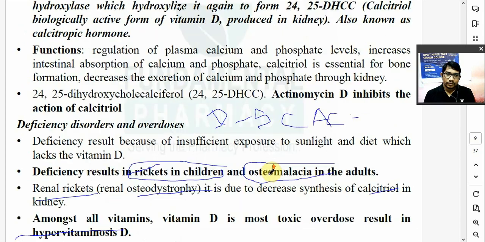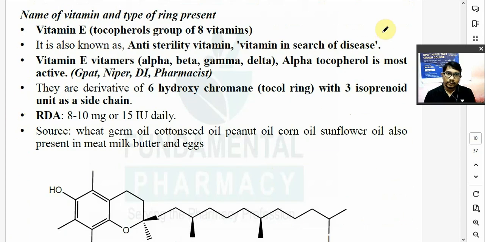It is also known as an anti-ataxia vitamin. Anti-ataxia vitamin. जो ataxia होता है, cerebral ataxia होता है. So it is also due to deficiency of vitamin E. Remember, vitamin E is also known as anti-sterility vitamin, anti-ataxia vitamin, and vitamin in search of disease. Vitamin in search of disease मतलब क्या कि अगर विटामिन ई का डेफिशिएंसी होगा तो बहुत सारे डिसीज आपको पकड़ लेंगे. सो दैट्स व्हाई विटामिन इन सर्च ऑफ डिसीज.